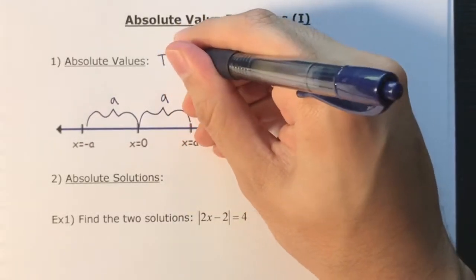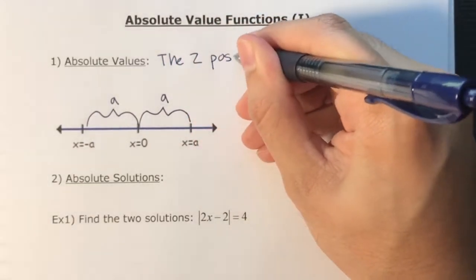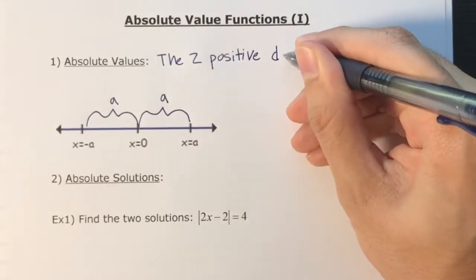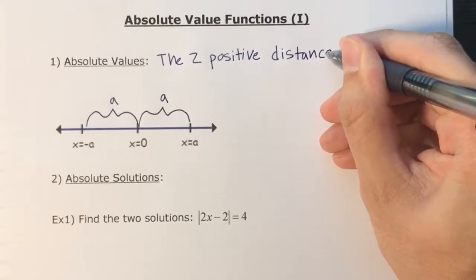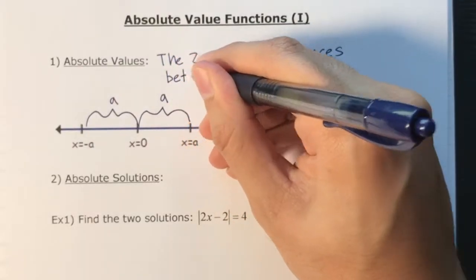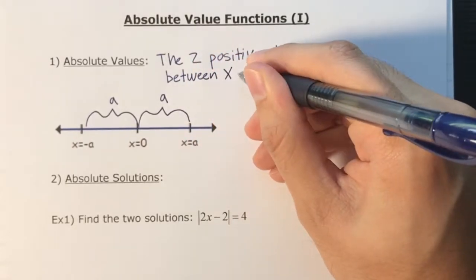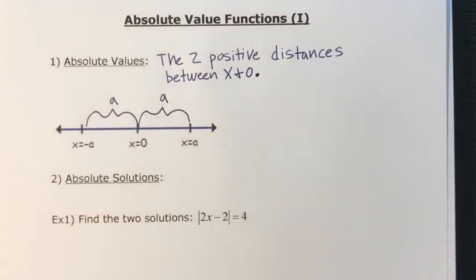They're going to be the two positive distances between x and 0. Okay, that's why we always have 2. Okay, we're looking at the positive distance between x and 0.